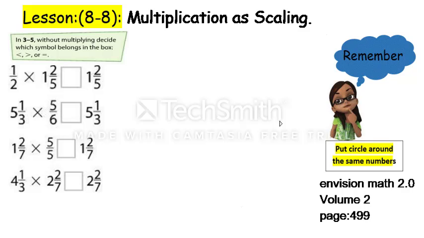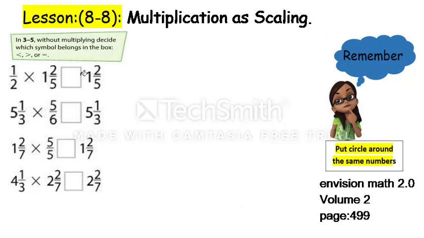Hi there, in this video I'm going to teach you a little trick to help you solve our lesson today, which is multiplication as scaling. Look at this exercise. It takes more than one step to compare both of these sides. First, convert the mixed number to an improper fraction, then multiply fractions, then compare the product with the mixed number on the right to know which side is greater than the other, or if both sides are equal.